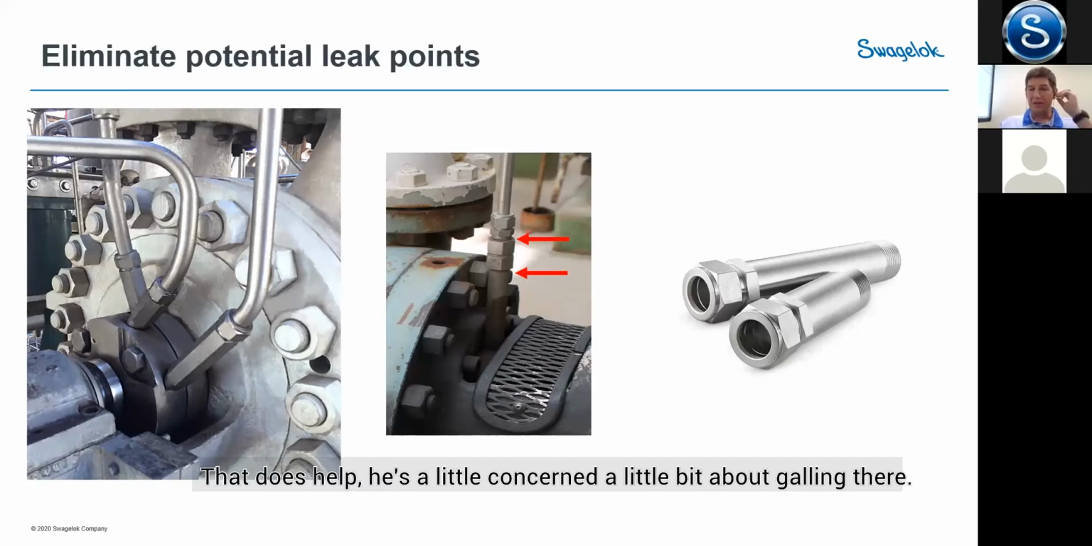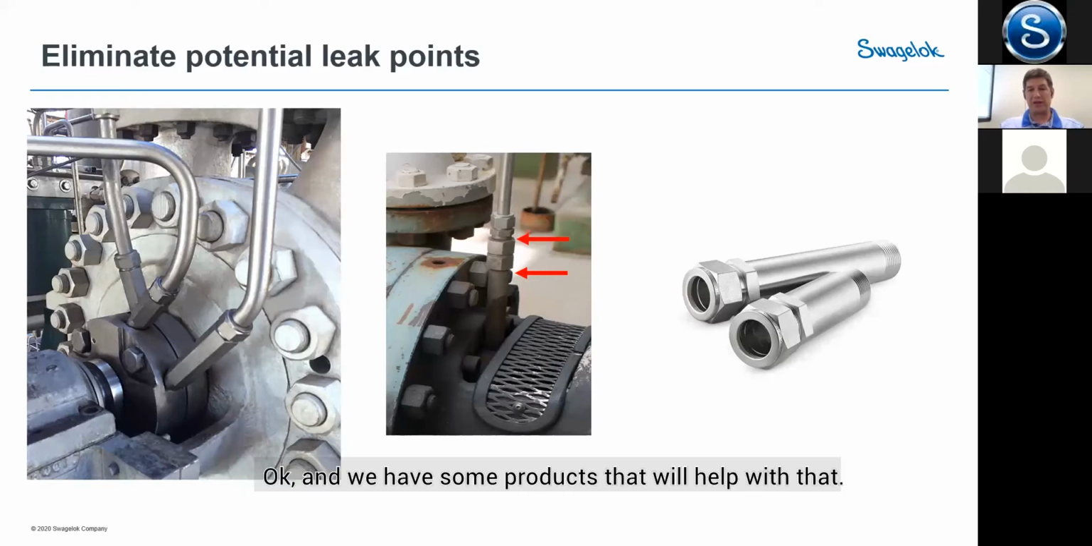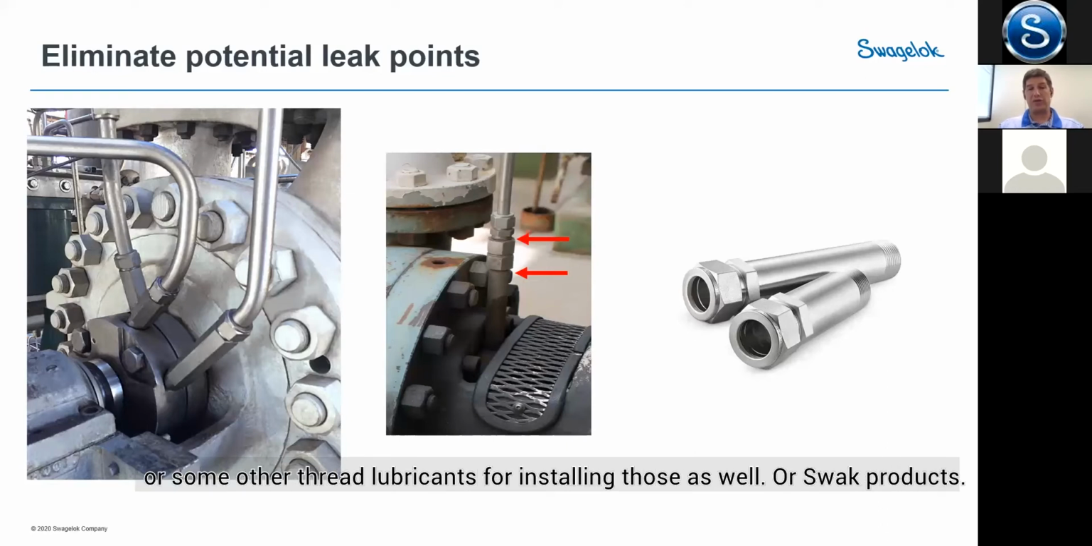He's concerned a little bit about galling there, Ben. Okay, and we have some products that will help with that. We can use obviously Teflon tape. We also can use Silver Goop or some other thread lubricants for installing those as well, or our SWAK products.